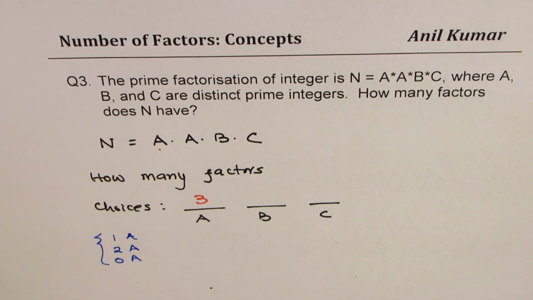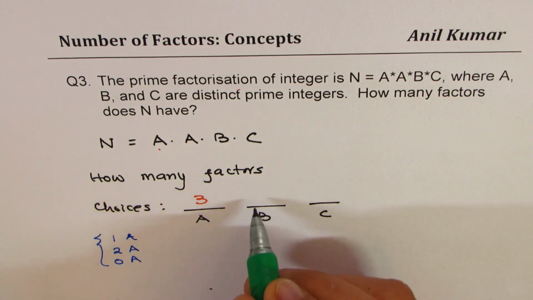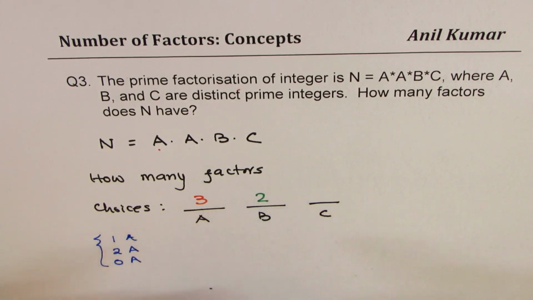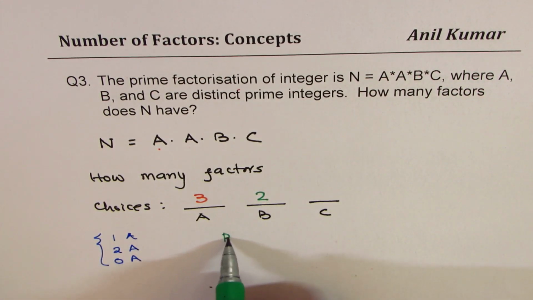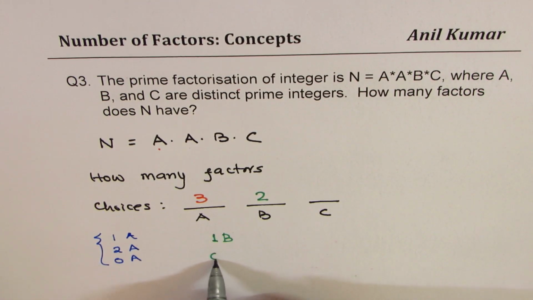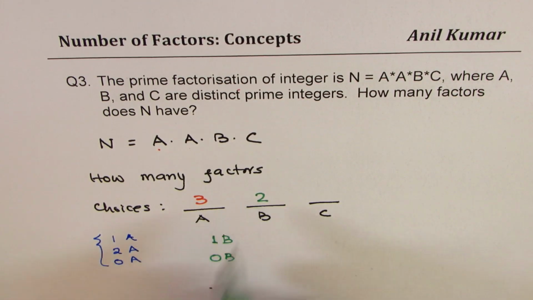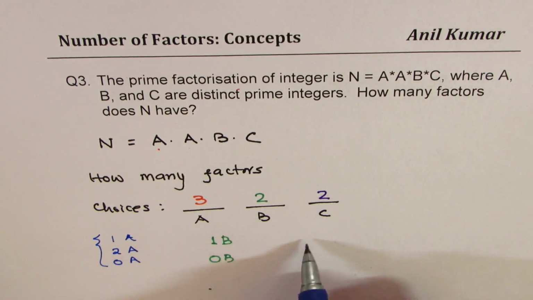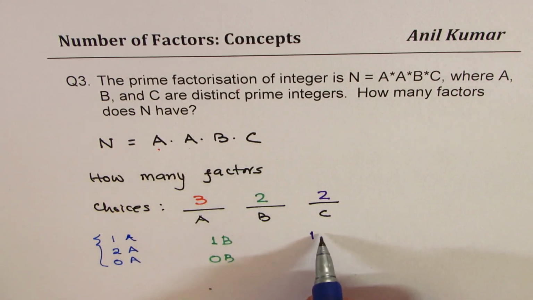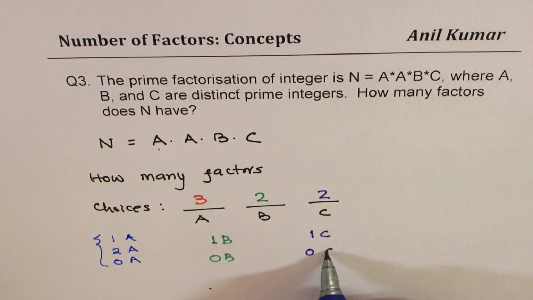Similarly, for B, how many choices do we have? For B, we have 2 choices. Either you take it or you don't take it. So for B, either you take 1B or you don't take it. So 0B. So 2 choices. Do you get it? And for C, again, we have 2 choices. Either you take one of the C's available to you or you don't take it.